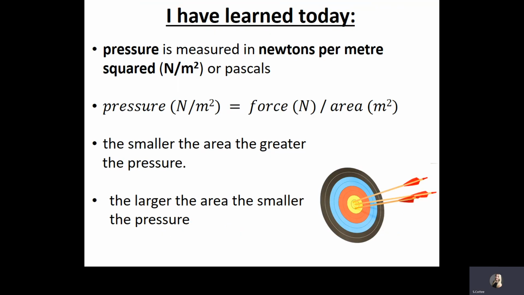So today we have learned that pressure is measured in newtons per metre squared, or pascals. You find your pressure by taking the force in newtons and dividing it by the area in metres squared. The smaller the area, the greater the pressure, and the larger the area, the smaller the pressure.